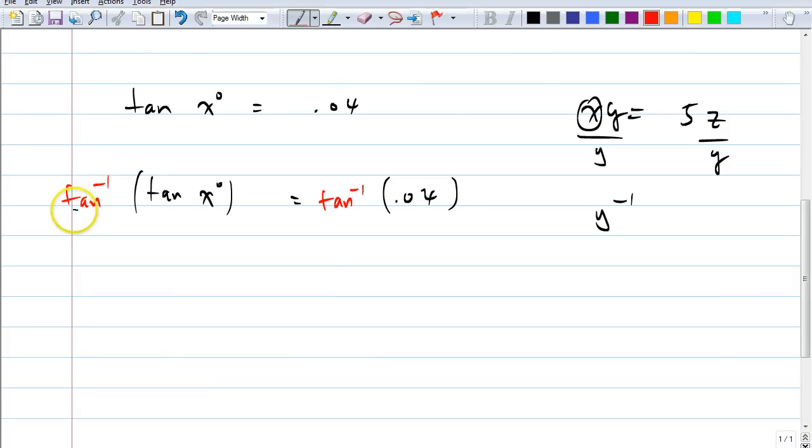Tangent inverse and tangent cancel out. Just like if you have y to the negative 1 power times y, don't they cancel out to the 1? Right? Same idea. So you just get x on the left, and you just have to punch in tangent inverse of whatever that number was, 0.4. So that's kind of the same as looking backwards on your table.